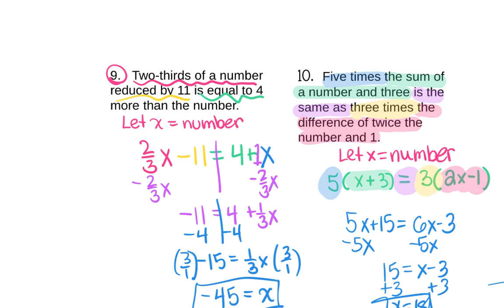The first thing that I did was distribute, subtracted 5x from both sides, added 3 to both sides, and I got my answer of x equals 18.